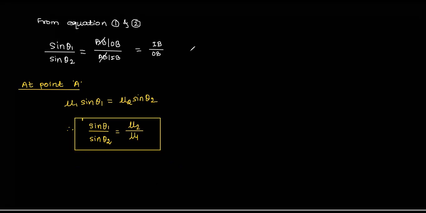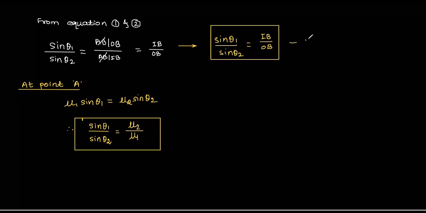And even on this side, this one I am writing here. You got sine theta 1 divided by sine theta 2 is equal to IB by OB. So you can keep this also in a box. Let us assume that this is your equation number 3 and this is your equation number 4. What is this equation number 4? Okay.